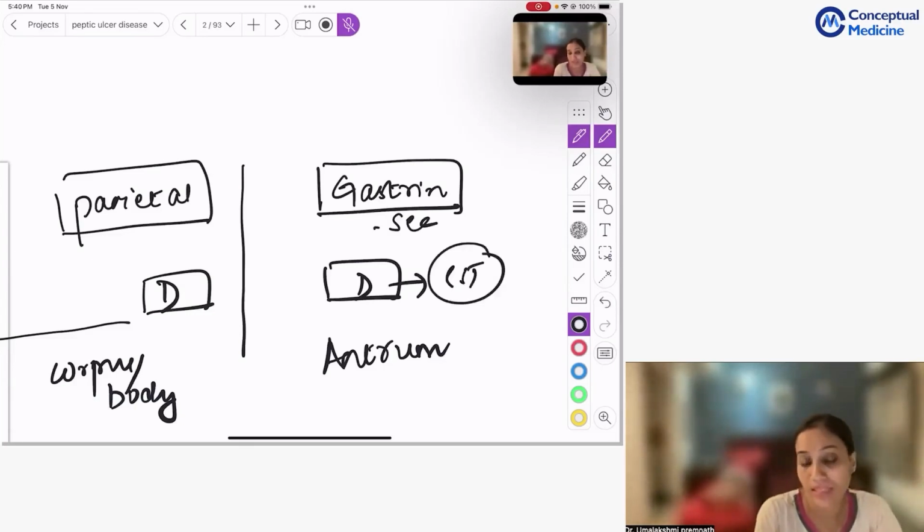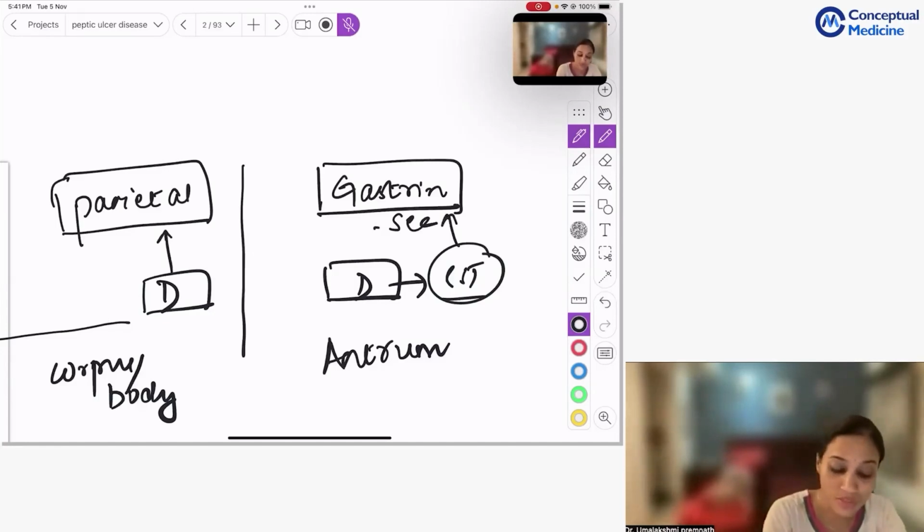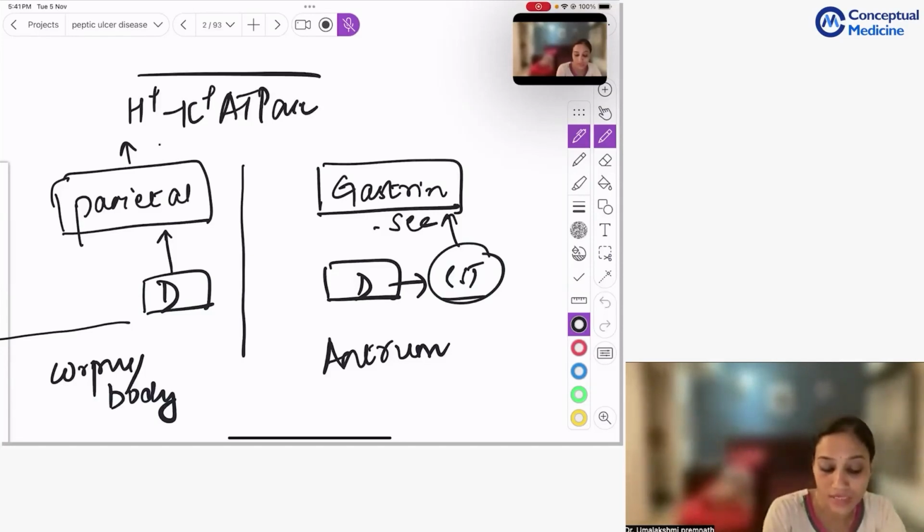So somatostatin is basically an inhibitory hormone. It inhibits the gastrin secretion. At the same time, it inhibits the parietal cell secretion. The parietal cell is what is responsible for your H plus, K plus, ATPase, and this is mainly the enzyme responsible for acid production.